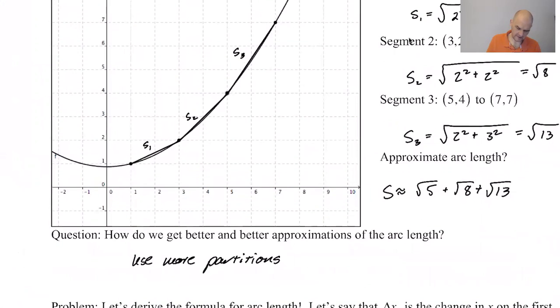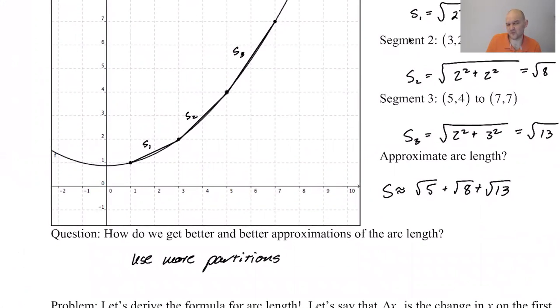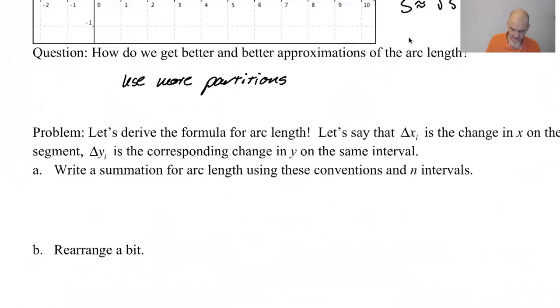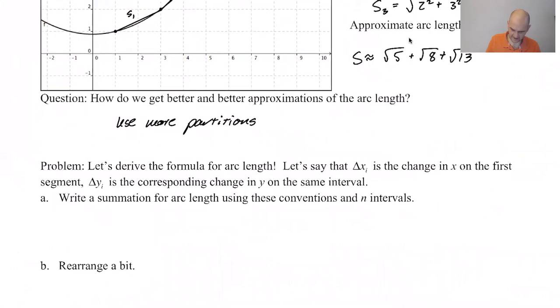Partitions. Okay. So if we use like 20, we would get a better approximation. If we use 1,000, we'd get an even better one. In general, we'd like to use an infinite number, right? So let's see if we can work out what's happening.